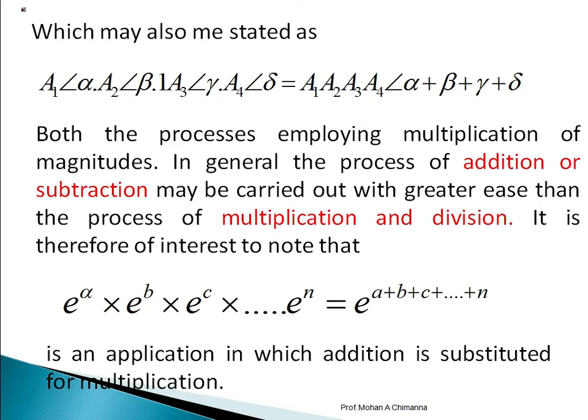It is therefore of interest to note that the exponential function e raised to alpha, into e raised to beta, into e raised to theta, or e raised to a, b, c up to n, will commonly be written in the form of the exponential function e raised to a plus b plus c plus d plus up to n, and it is the application in which addition is substituted for multiplication.